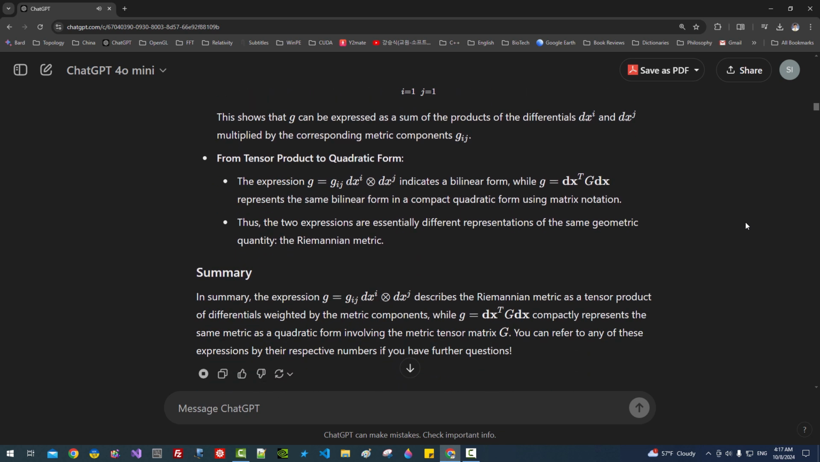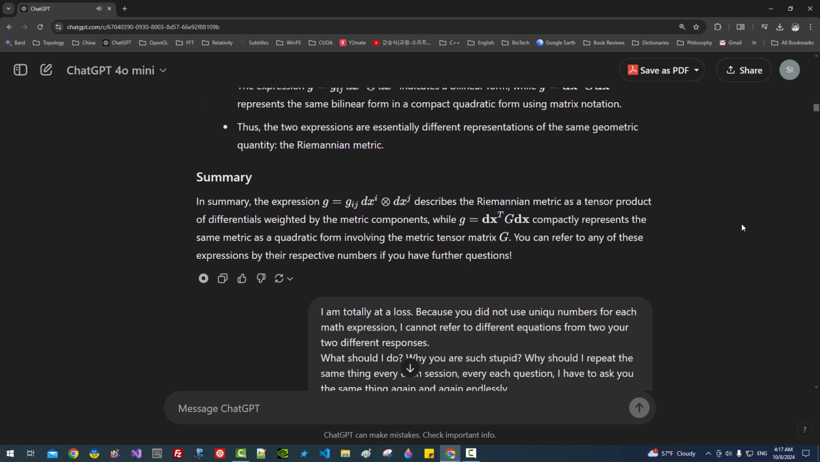From tensor product to quadratic form: the expression g equals g_ij dx^i ⊗ dx^j indicates a bilinear form, while g equals bold dx^T g bold dx represents the same bilinear form in a compact quadratic form using matrix notation. Thus, the two expressions are essentially different representations of the same geometric quantity, the Riemannian metric.